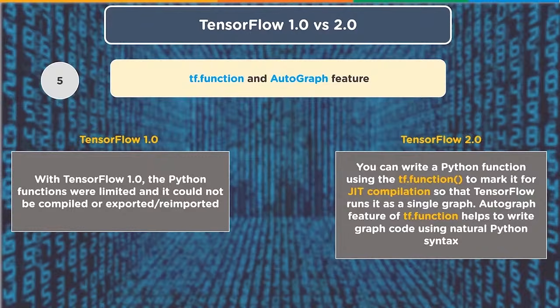In TensorFlow 2, you can write a Python function using the TF function to mark it for JIT compilation, so that TensorFlow runs it as a single graph. The Autograph feature of TF function helps to write graph code using natural Python syntax.